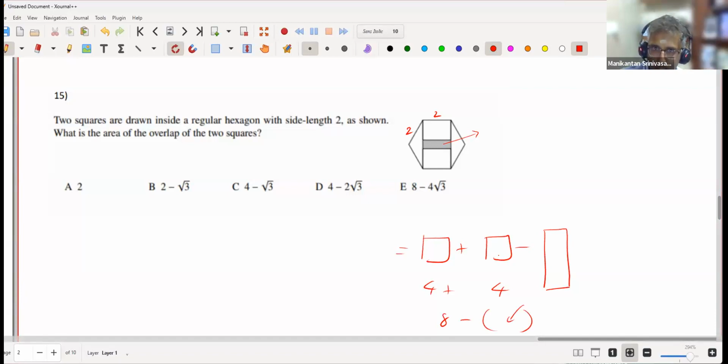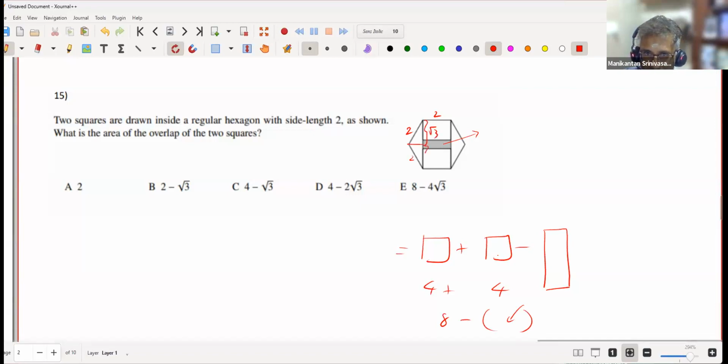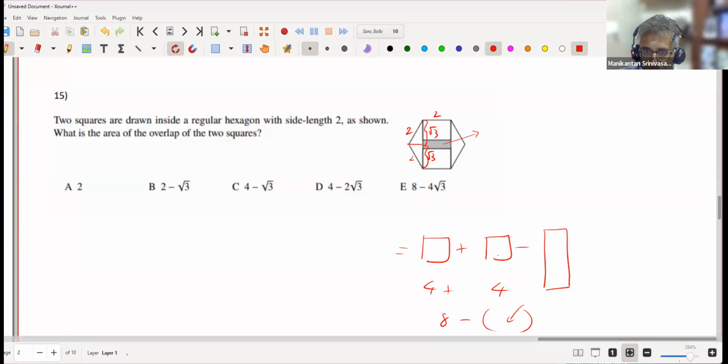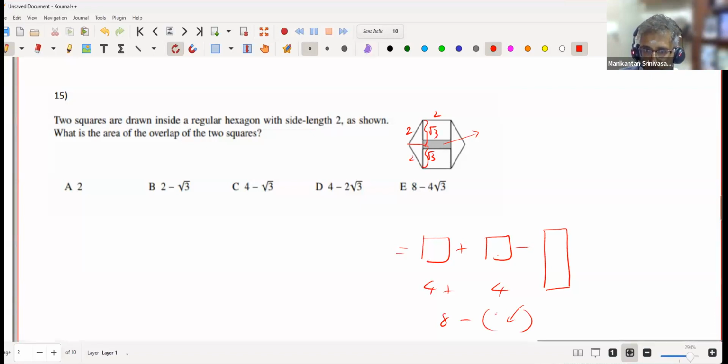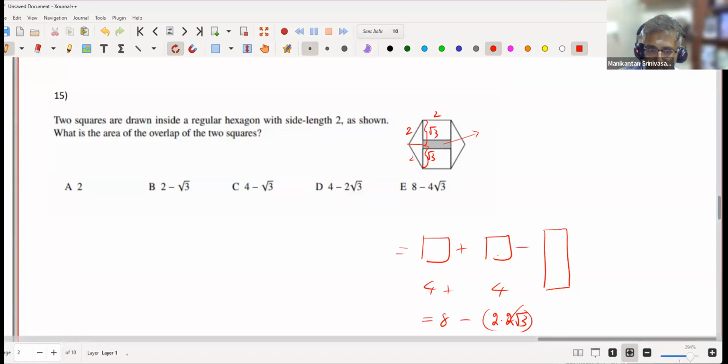But actually to get it as 4 root 3, let's just complete it. So we know this is 2 and this is 2. And therefore, by the 30, 60, 90 rule, this is root 3, right? And therefore, this whole thing is 2 root 3. So the area of the rectangle becomes 2 times 2 root 3. So it's 8 minus 4 root 3.